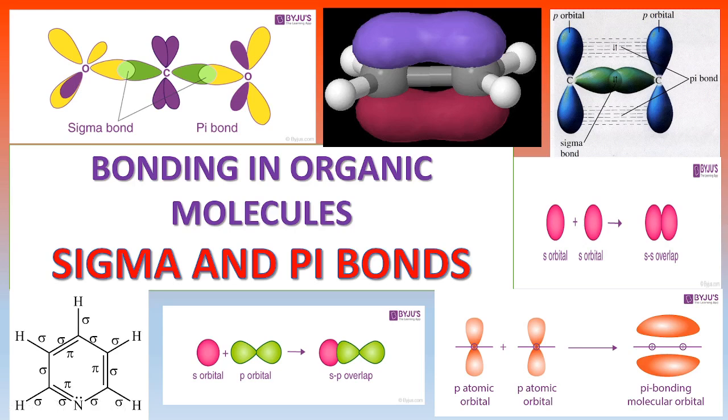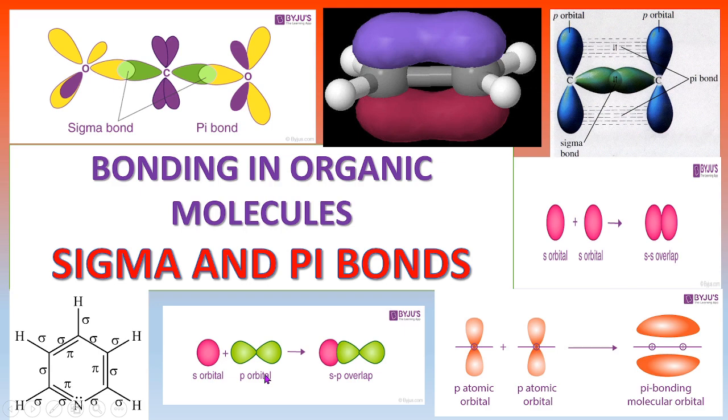molecules. In this video, we will discuss sigma and pi bonds. One of the basics is that whenever s orbitals overlap each other, there is a formation of a sigma bond. So when ss orbitals overlap, you can see here, this is the formation of a sigma bond.